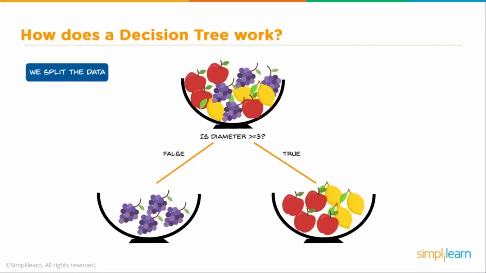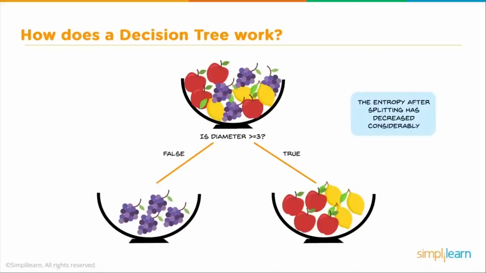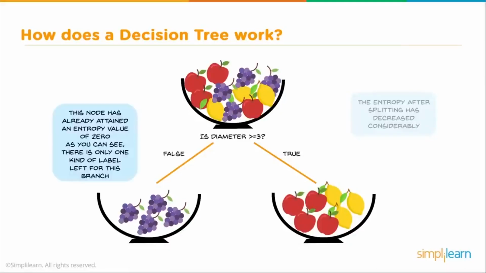Is it greater than or equal to 3? If it's not, that's false, it goes into the grape bowl. And if it's true, it goes into a bowl full of lemon and apples. The entropy after splitting has decreased considerably. So now we can make two decisions. If you look at it, there's much less chaos going on there. This node has already attained an entropy value of 0, as you can see.